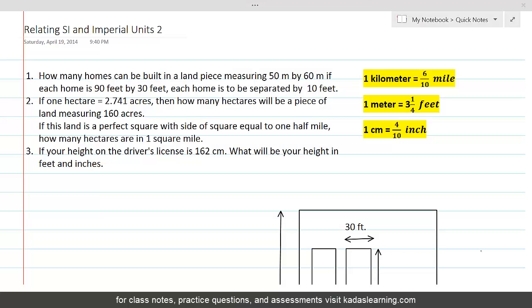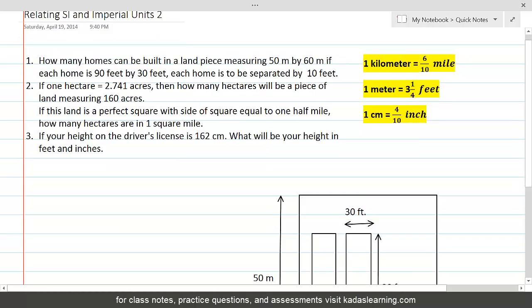In this lesson, we will solve more questions to improve our understanding of two systems of measurements. Here, question number 1 is given. How many homes can be built in a land piece measuring 50 meter by 60 meter if each home is 90 feet by 30 feet? Each home is to be separated by 10 feet.